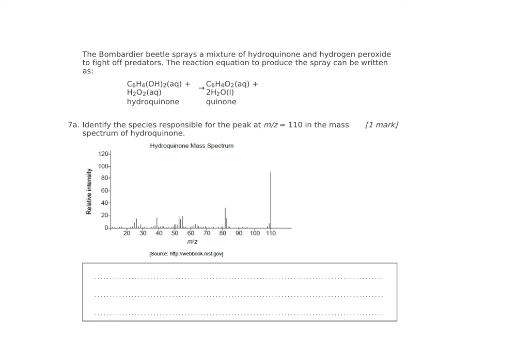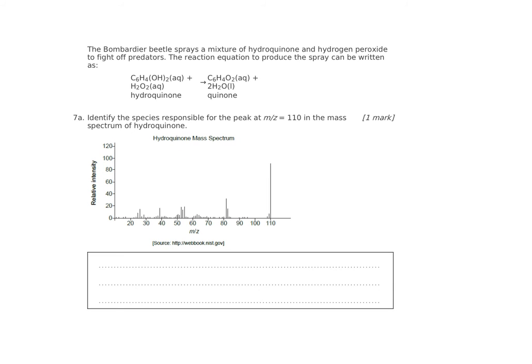The Bombardier Beetle sprays a mixture. They love these questions with weird molecules. We don't really care what these molecules are. So there's our reaction. Identified the species responsible for the peak at 110. So I'm going to work out my MR of both these compounds. So my hydroquinone is going to be 12 times 6 plus 4 plus 32 plus 2. So that's 110. I'm not worrying about the decimal places just for now because they haven't included it here.